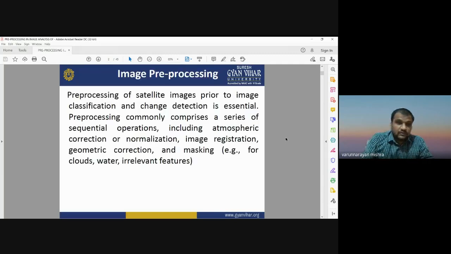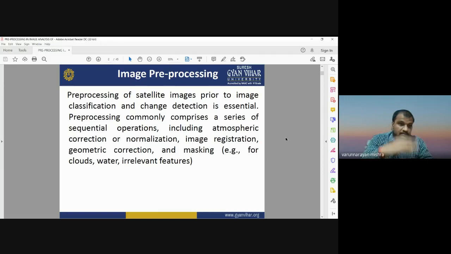As we all know, satellite images are available from various sensors that can be used for urban planning, urban mapping, urban growth modeling, urban growth analysis. Any kind of urban change studies or urban studies can be performed using satellite images that may have different characteristics. But before going for any analysis of the satellite images for any kind of application, we have to perform some pre-processing. The pre-processing of satellite images prior to image classification and change detection is essential.